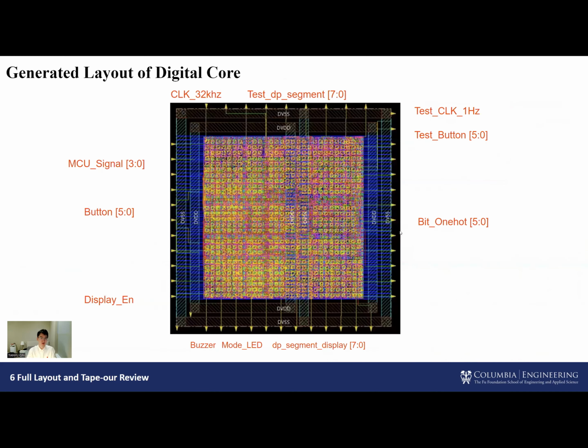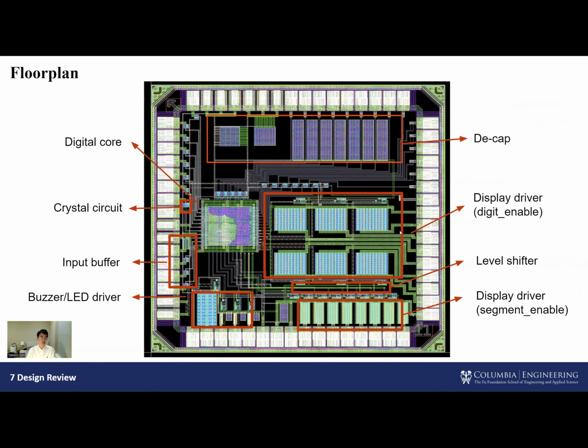Here is the generated layout of the digital core, the digital part from Cadence Innovus. And here is our total overall floor plan for our chip. Most importantly, we have our digital core, the pad frame, and the analog parts like decap, the common cathode display driver, the level shifter, buffers, and the buzzer and LED driver.